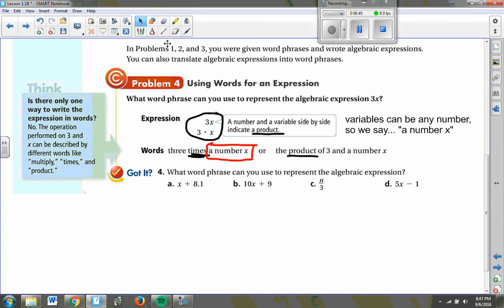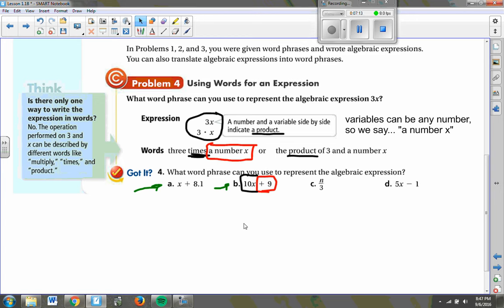So let's look at a couple examples here in Got It number 4 right on this page. I've got 4 problems here. I'm going to do letter B with you, and then I'm going to have you do the other ones. Now, letter B looks to me like it's doing 2 things. One thing is it's adding 9. And the other thing is it is timesing x by 10. It's doing 10 times x and then adding 9.